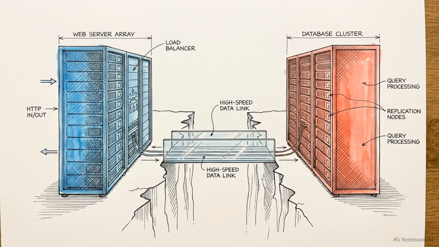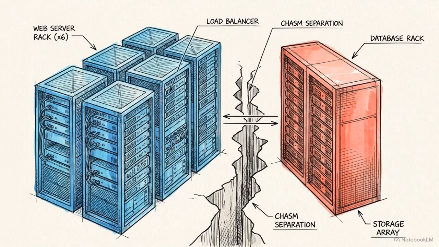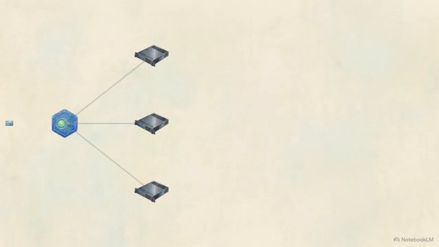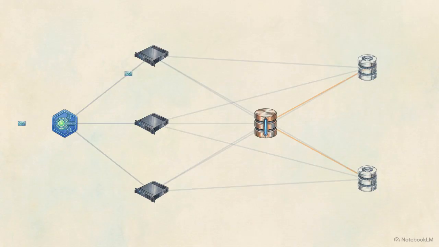Previously, we separated the web tier from the data tier, allowing us to manage and scale our application servers independently from our databases. We then placed a load balancer in front of the web servers to distribute incoming user traffic evenly across the cluster. To handle read-heavy workloads and provide failover redundancy, we implemented a master-slave database replication model.